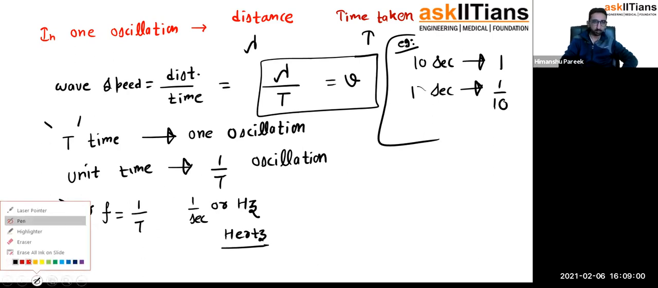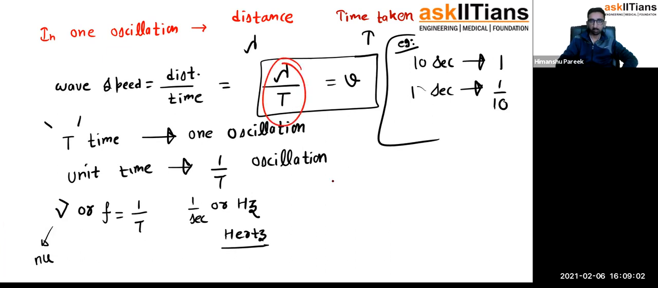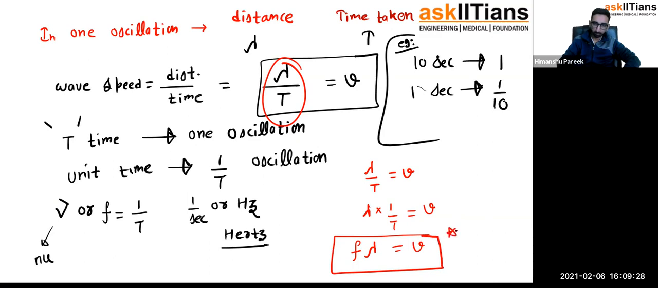Now when I put these numbers in this formula, see, lambda over T is nothing but speed. Now lambda multiplied by 1 by T, I can write it like this also. What is 1 by T? It's frequency. So f multiplied by lambda, I'm replacing 1 by T by f. So this will become v is equal to f lambda. This is another formula for speed, which we have derived with the help of other formulas. So that's how we should understand the meaning of the term frequency.